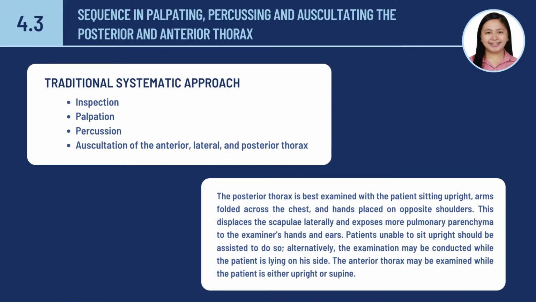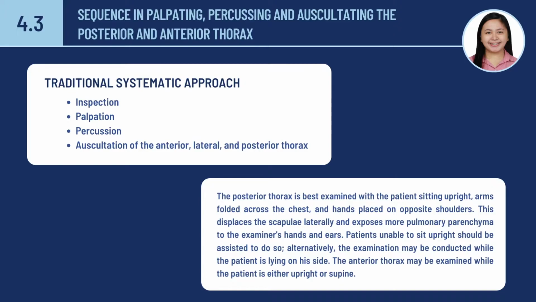Sequence in palpating, percussing, and auscultating the posterior and anterior thorax. Thorough evaluation of the thorax and lungs is an essential component of a complete physical examination. The traditional systematic approach involves inspection, followed by palpation, percussion, and then auscultation of the anterior, lateral, and posterior thorax. The experienced clinician may vary the order or use advanced techniques to further characterize abnormal findings.